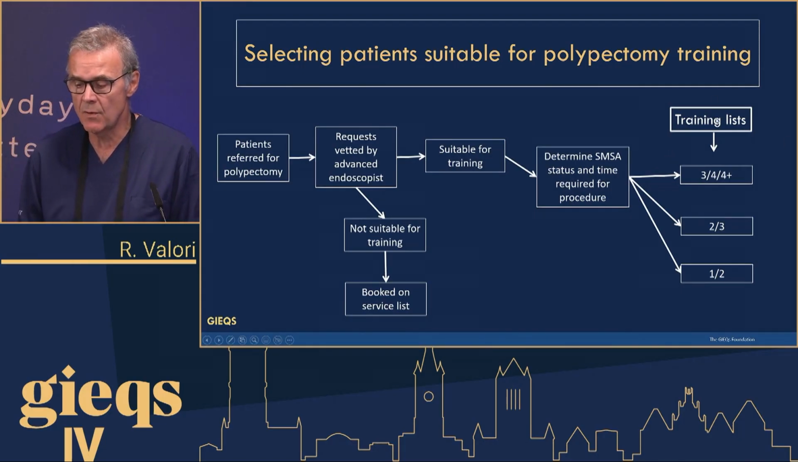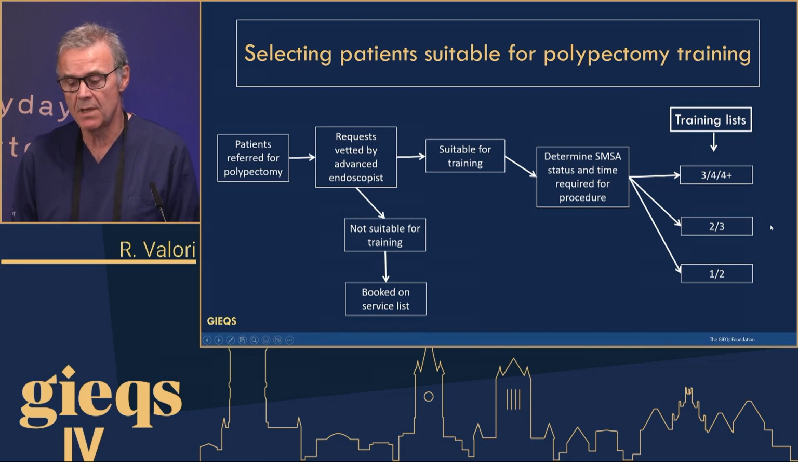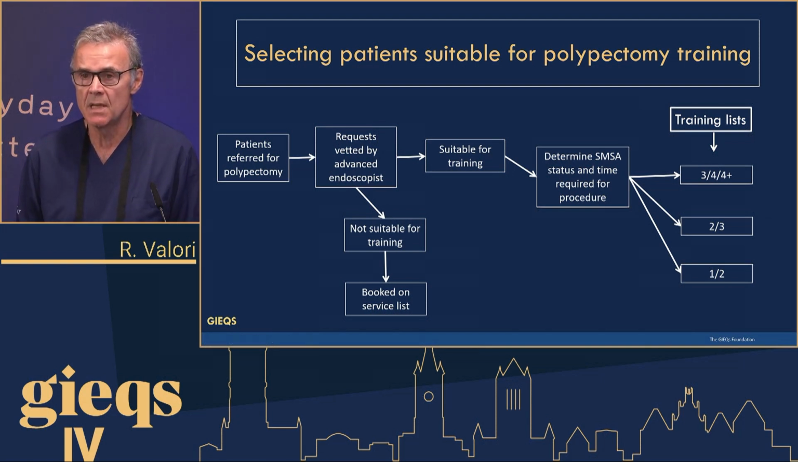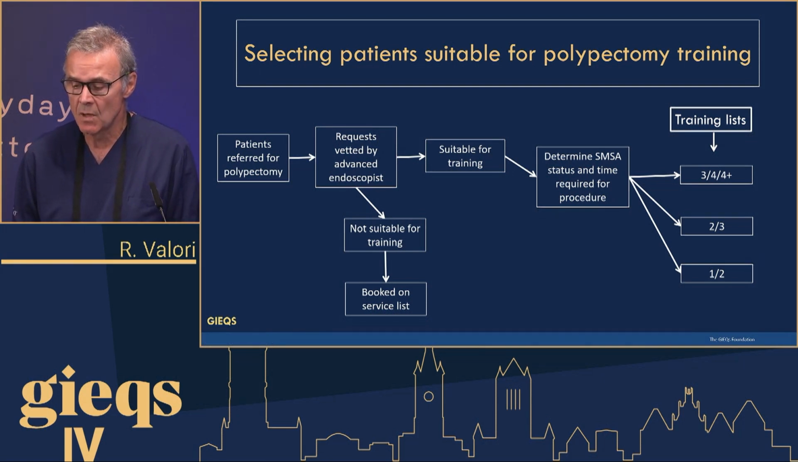Now, I wouldn't say that we've got this last column sorted yet, but we're very close to it. And this last column is not the difficult bit. The bit to the left is the difficult bit, and we've got that sorted out. So what I would like to see is dedicated polypectomy lists for our trainees. And it's clear that the polyps on the training list are appropriate for them.